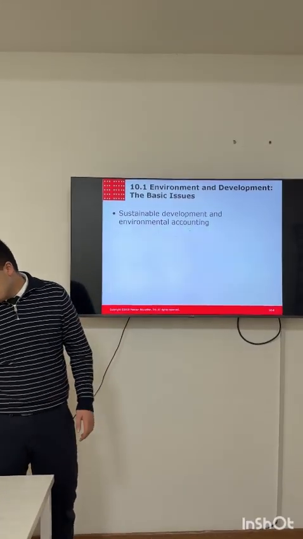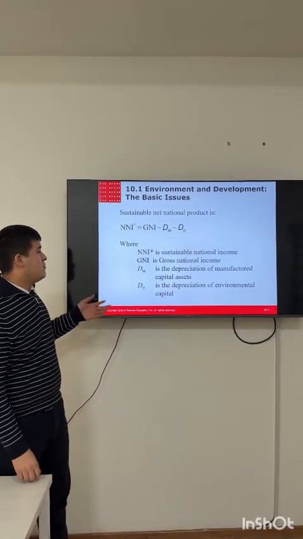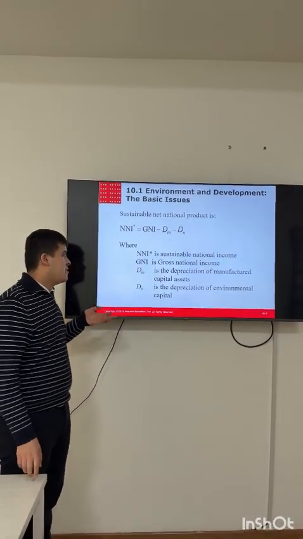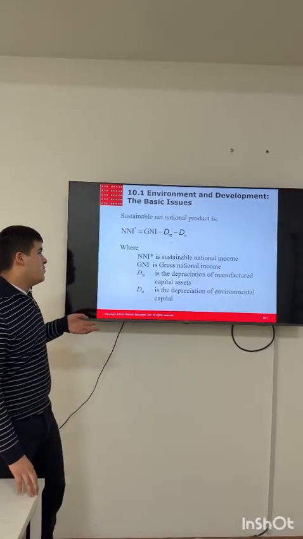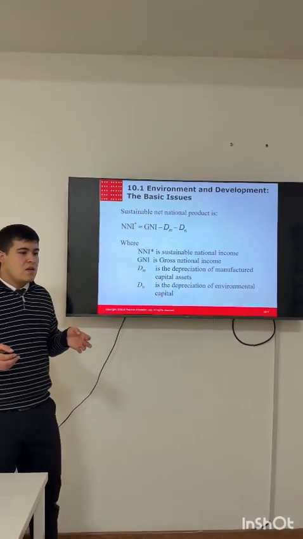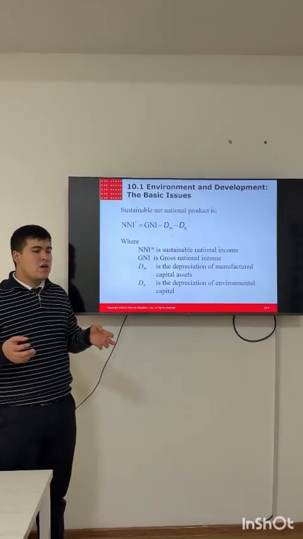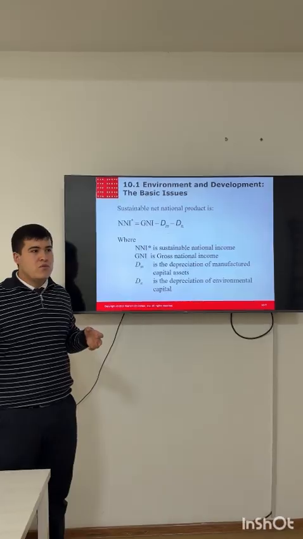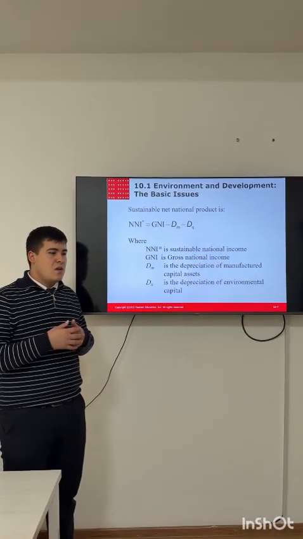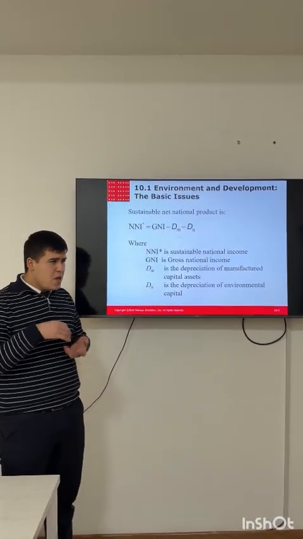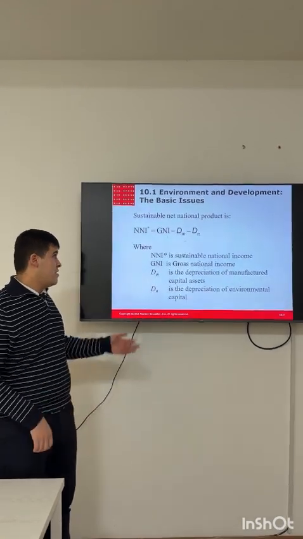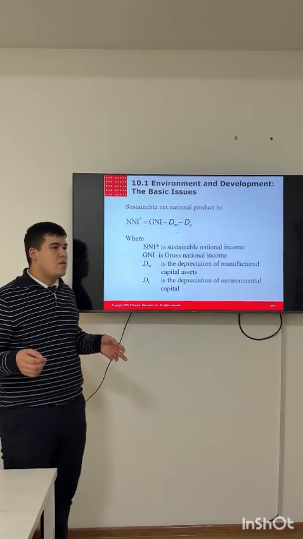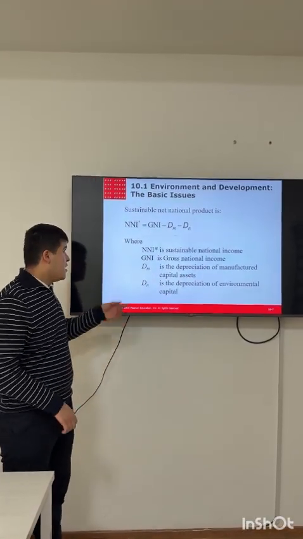And the next topic is the sustainable national product, and the sustainable national income. And what is the sustainable national income? It is the income, for example, that a country earns, and they can use it in the future. It will be very beneficial for the future. It's the NNI, GNI. It's the total income of every year for a country.